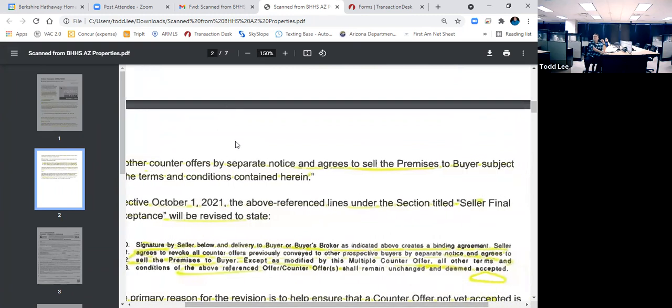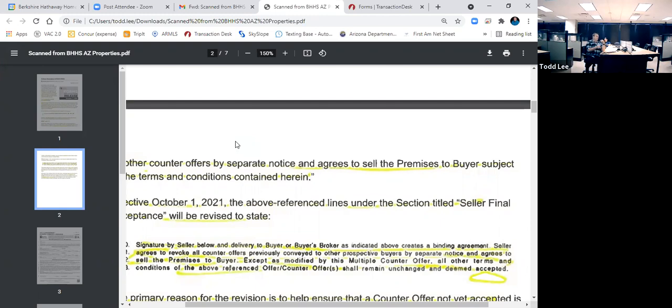Signature by seller below and delivery to buyer broker as indicated above creates a binding agreement. Seller agrees to revoke all counter offers previously conveyed to prospective buyers by separate notice and agrees to sell the premises to the buyer, except as modified in this multiple counteroffer. All other terms and conditions of the above referenced counteroffer remain unchanged and deemed accepted.